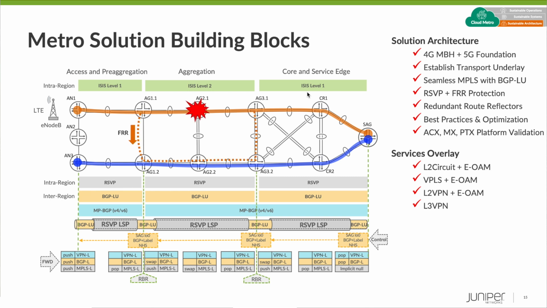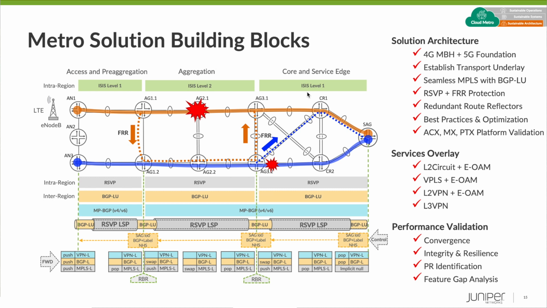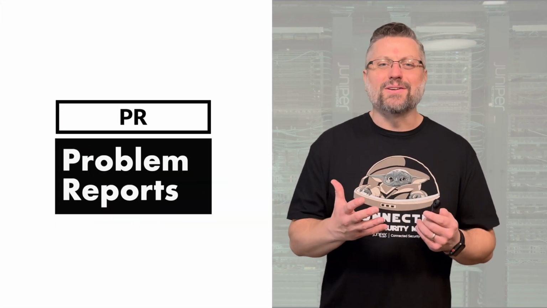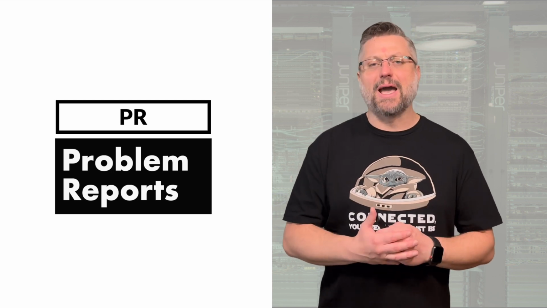Now that the topology is built, we execute the test plan. Every JVD includes a detailed test plan with up to 300 test cases. Shown here, of course, is a drastic simplification, but we're going to analyze all the different failure scenarios and measure how the network responds. We're looking at convergence and resiliency and validating that the devices included here are capable of supporting the given solution. Along the way, we're opening PRs and identifying any feature gaps.